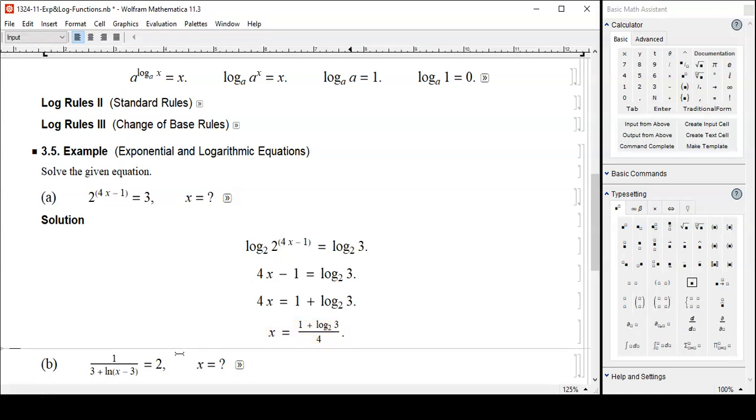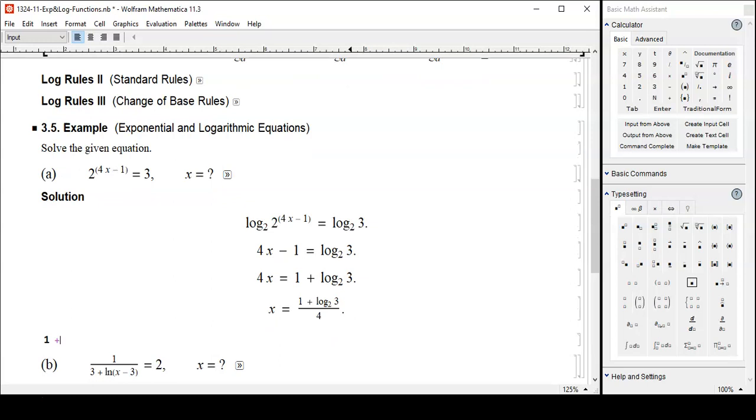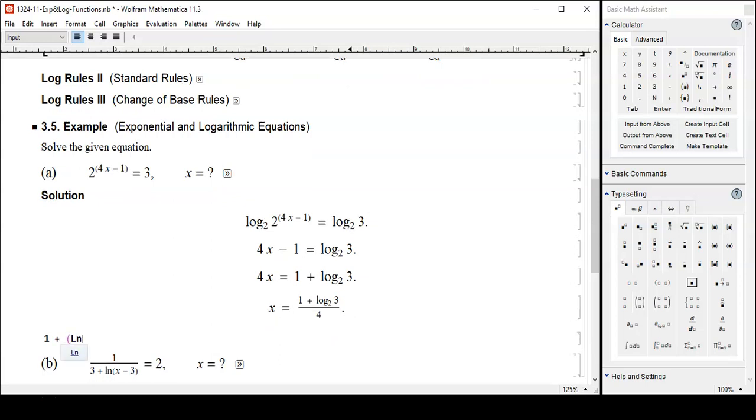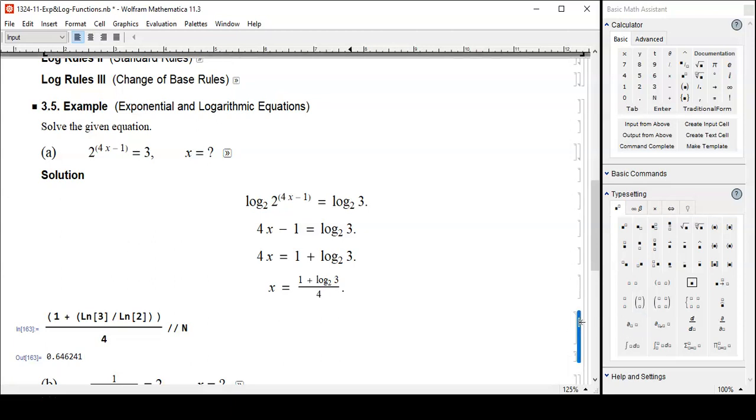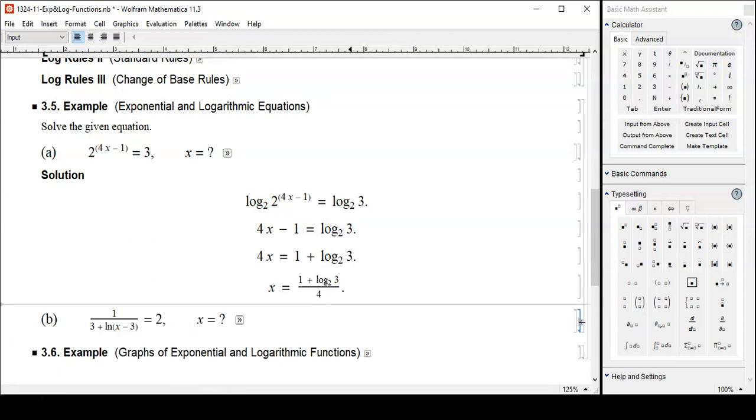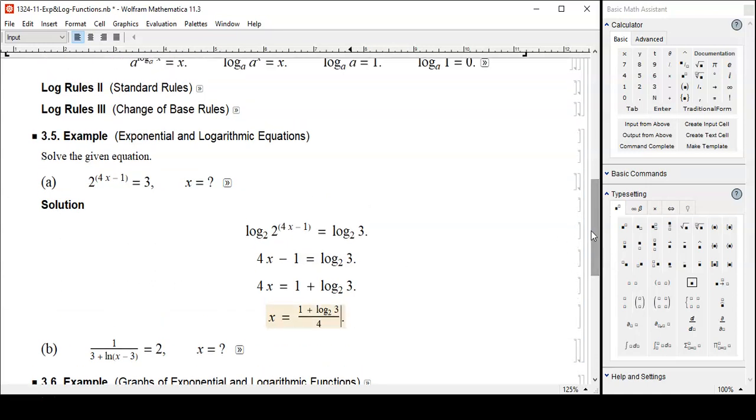If you want to find out 1 plus log of 3 over natural log of 2 using the conversion formula, divided by 4, and then calculate this value, you're going to get 0.646 something, but nobody cares about that actually. The precise expression is always more desirable.